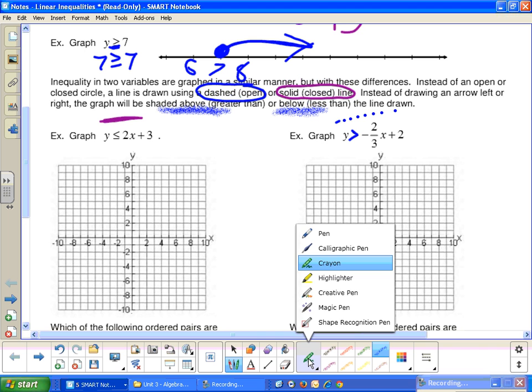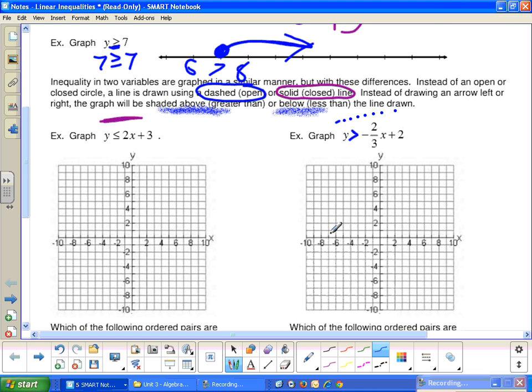So, Megan, where are we going to start? We're going to start at 3. Okay, good. We're going to start at 3. So, let's put a dot on 3. Okay, how are we going to count 2? Slope of 2. Put a one under it. We're going to go up 2, over 1. Up 2, over 1. Got it.